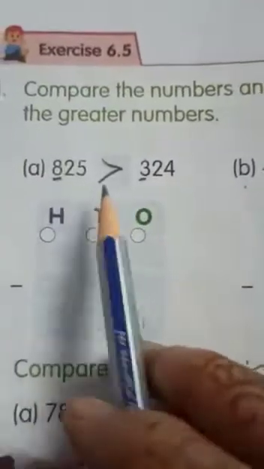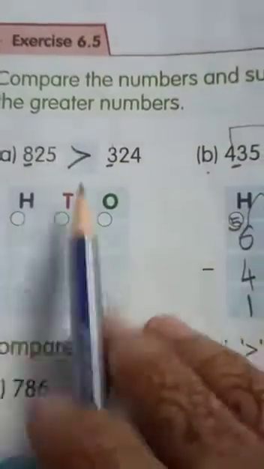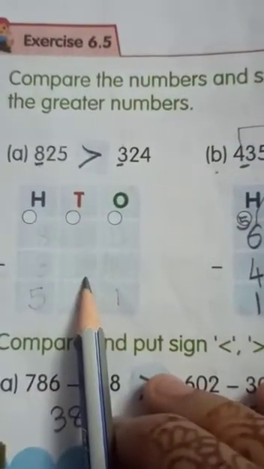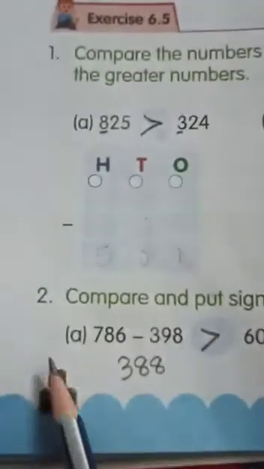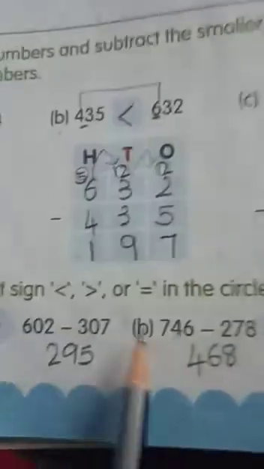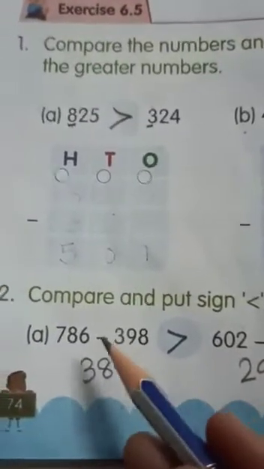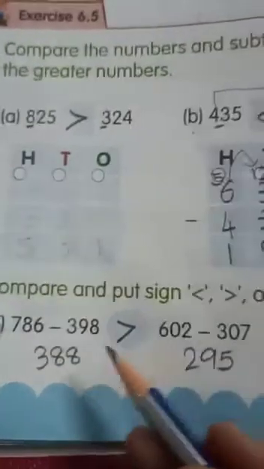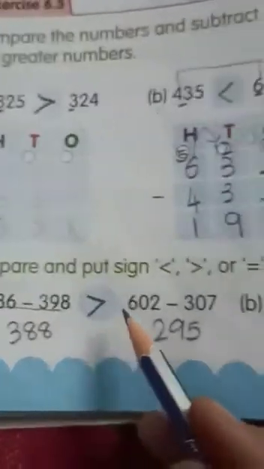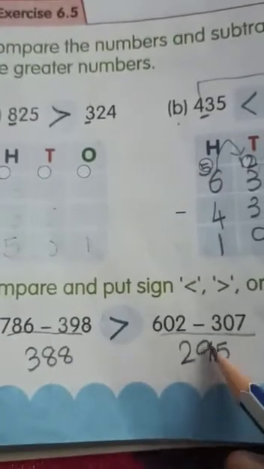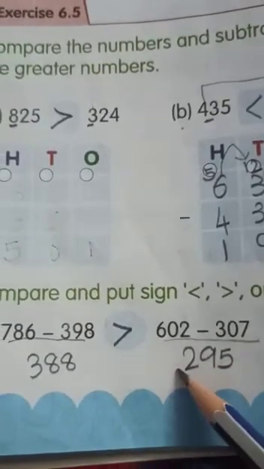In the same way, children, after comparing them, you have to write them first in their correct places, and you have to do the subtractions, and then compare and put the sign less than, greater than, or equal to. What you have to do first, you have to solve them. See, both the sides you have to solve first, then after that you have to put the correct sign.